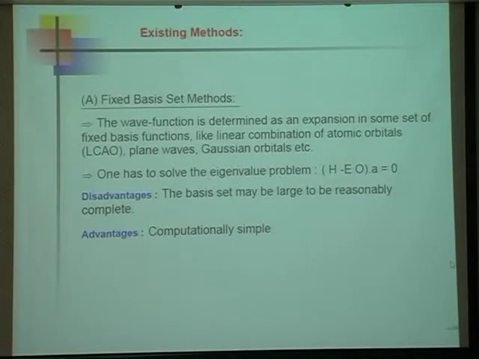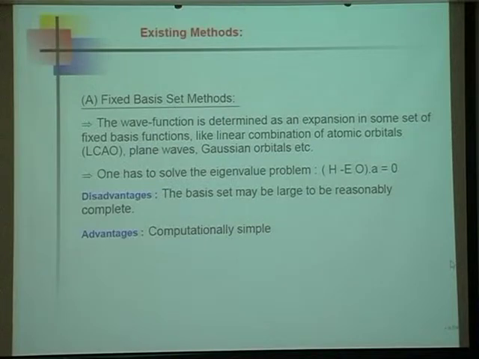Okay, so what are the existing methods? The existing methods can be very grossly divided into two sets of bases. One is the fixed basis set method. What are these fixed basis set methods? These are the basis sets which are fixed as I am going through my self-consistency loop and from one material to another material.